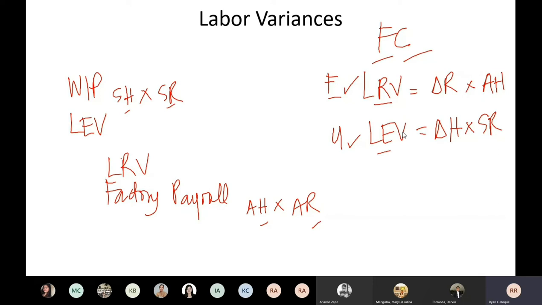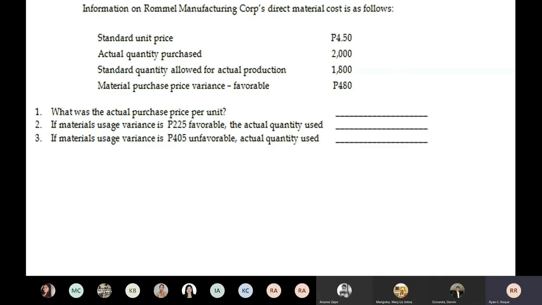Pero, how about MPPV? Materials purchase price variance. What's the formula? Ayan, that's the last. Difference of price times actual quantity. But the actual quantity is issued or purchase? Purchase, correct. Purchase. So, yes, correct. Okay, so huwag malilito sa purchase at saka sa actual quantity issued. Thank you, Aryan. Okay, so let's go now to this problem.